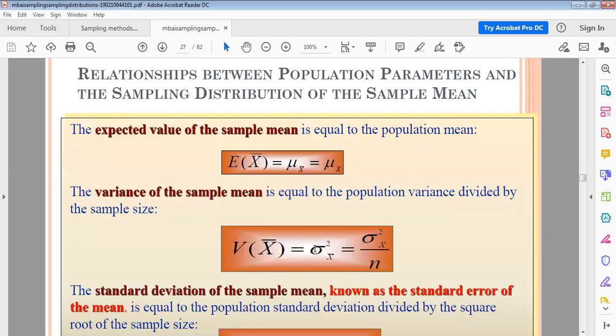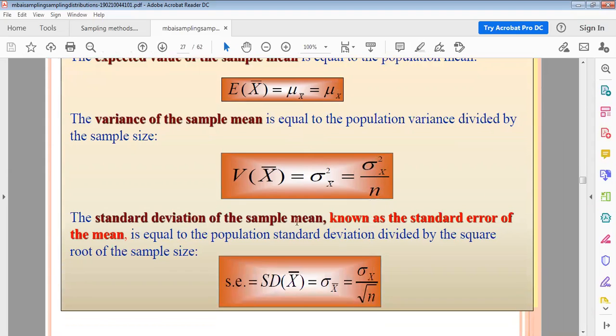Now the relationship between population parameters and the sampling distribution of the sample mean. This is the expectation of the mean: E(x bar) equals mu x bar equals mu x, which is equal to the population mean. Understand? This is the mean of the population, remember it. And the variance of the sample mean will be sigma square x divided by n. That means it is equal to the population variance divided by the sample size. You have to divide by the sample size.